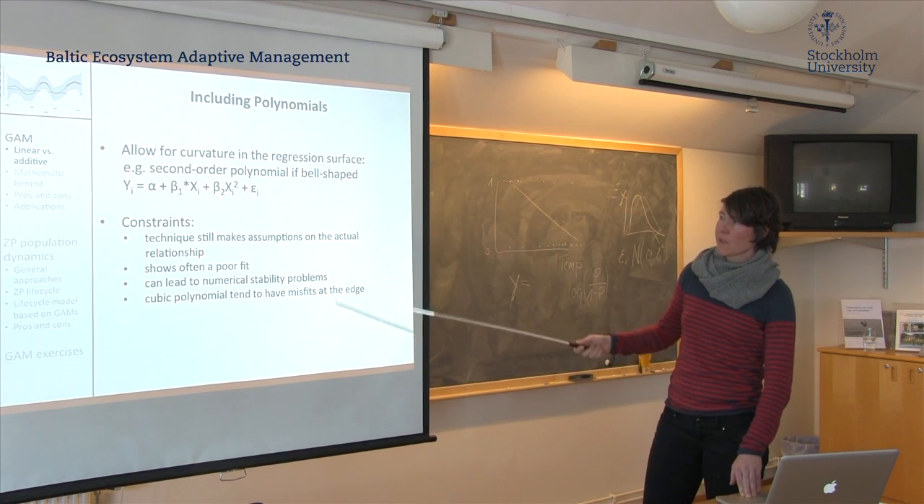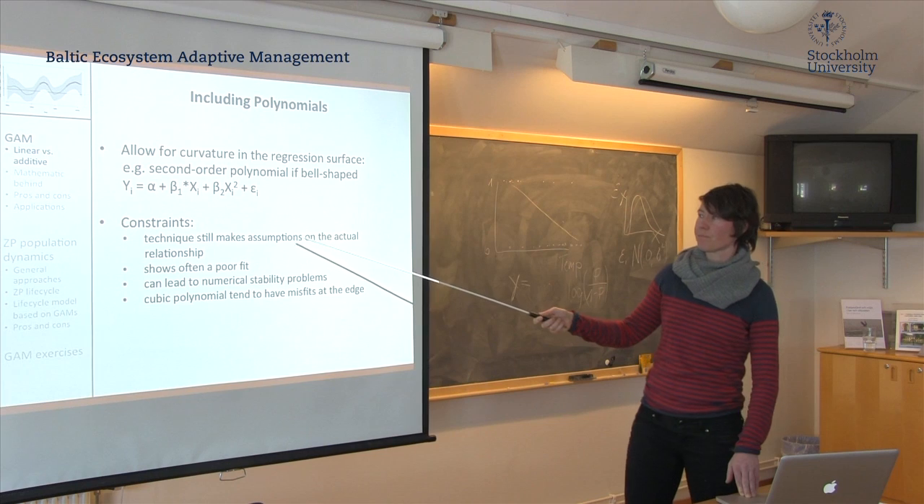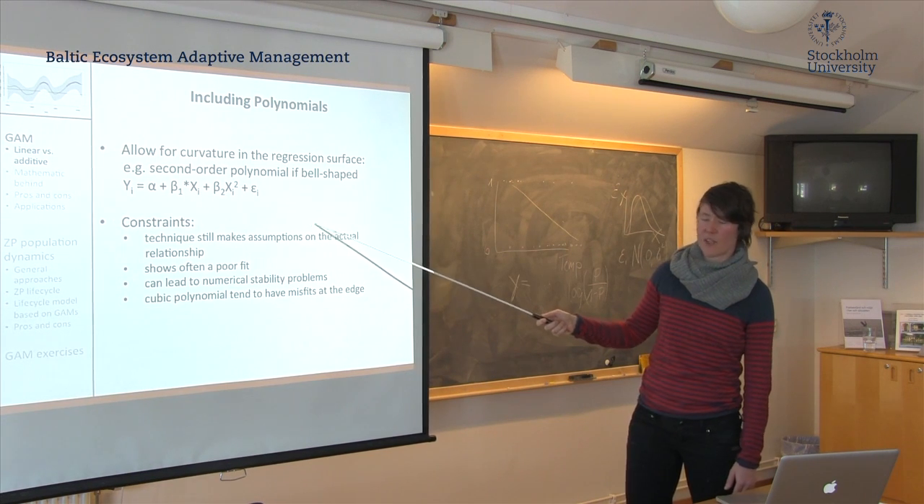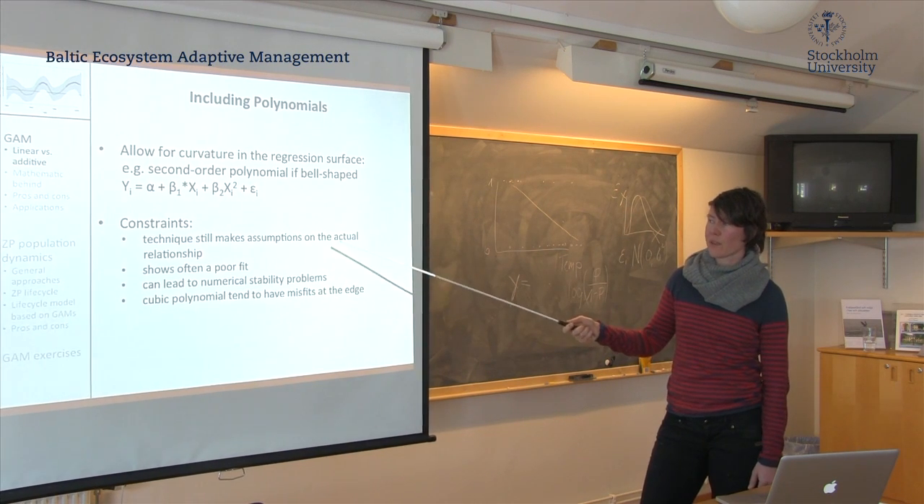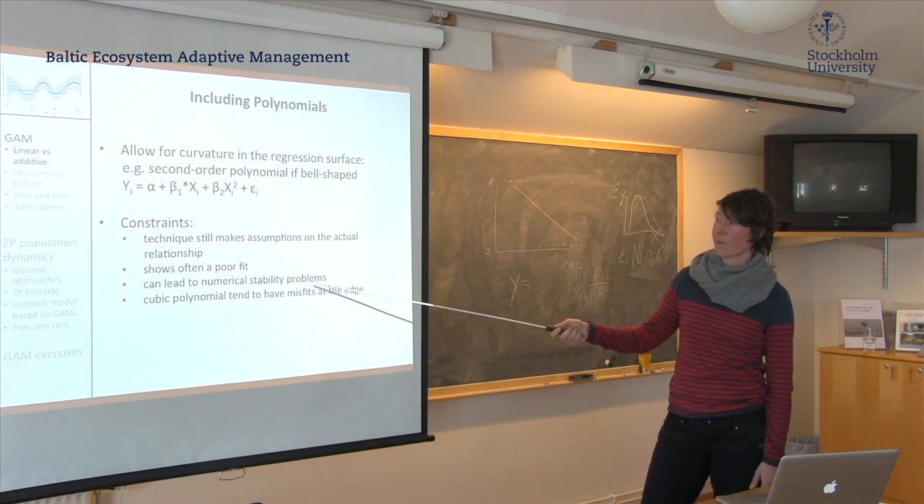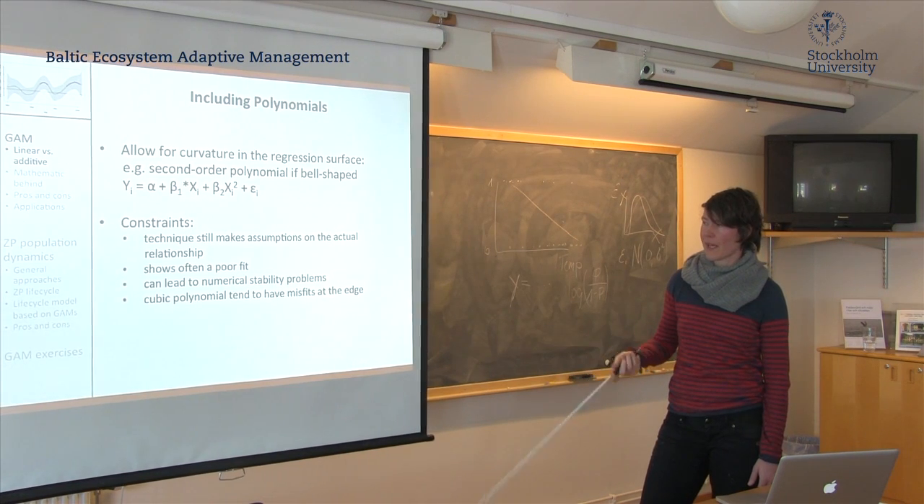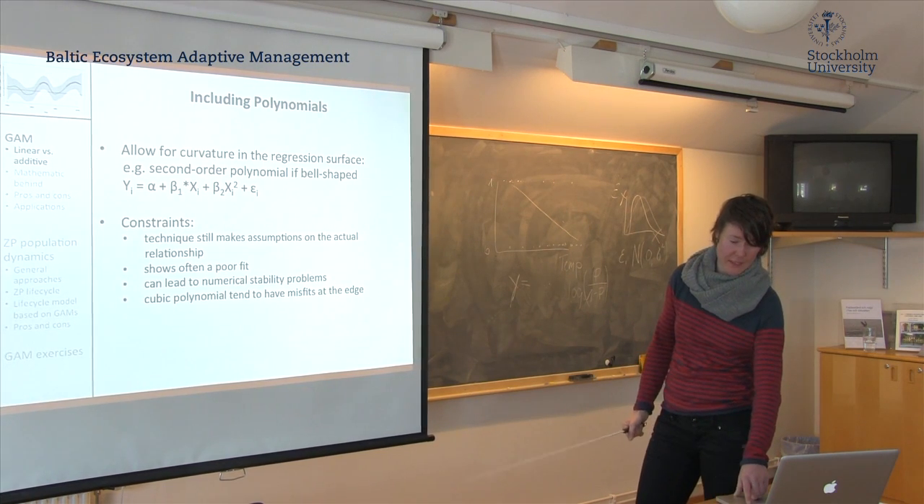The constraint when you do this is still that, as in any other linear regression model, this already makes an assumption on the actual relationship. It often shows a poor fit. This is what statisticians say in some books. They lead to numerical stability problems, and cubic polynomials tend to have misfits at the edge.